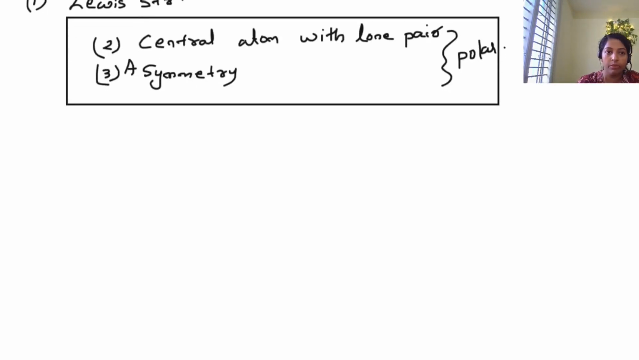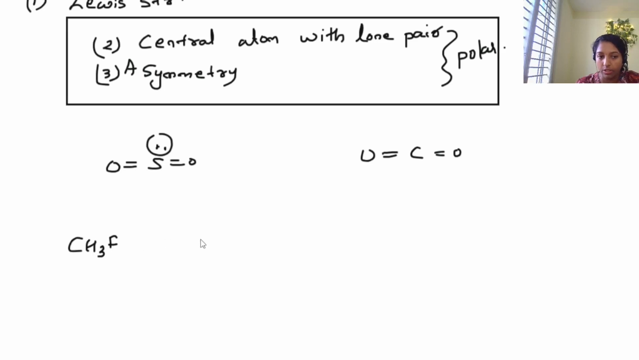Okay, so let's see. As we said, sulfur dioxide. When you draw CO2, this is the Lewis structure, but for SO2, this is the Lewis structure. See, this lone pair makes the molecule polar. Similarly, what do you mean by asymmetry? For example, CH3F. Carbon with three hydrogen atoms and one fluorine. Here you can't see any lone pair on the central atom, right? Nothing is there on the central atom. So does that mean it is non-polar?